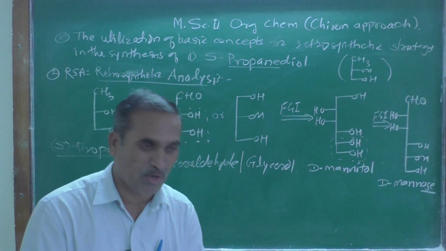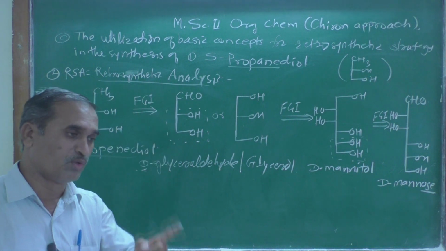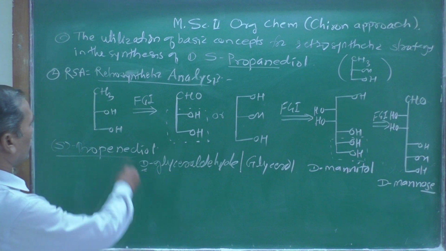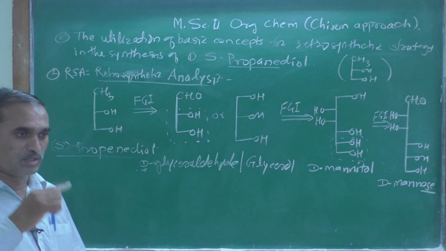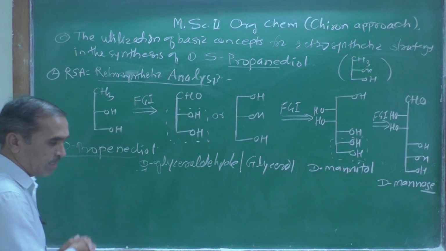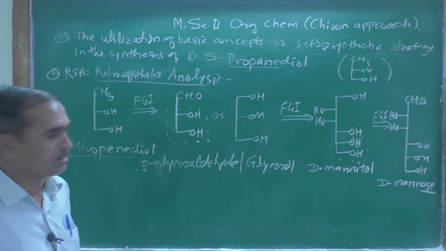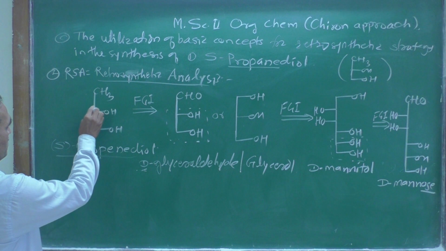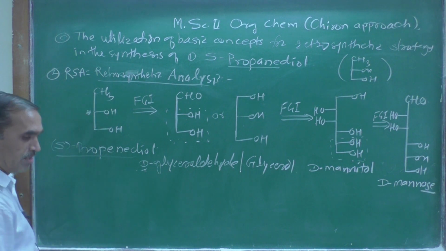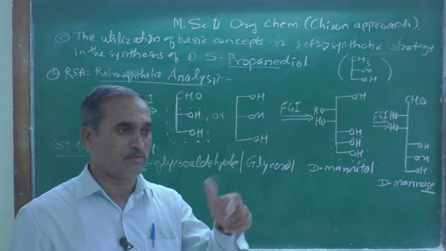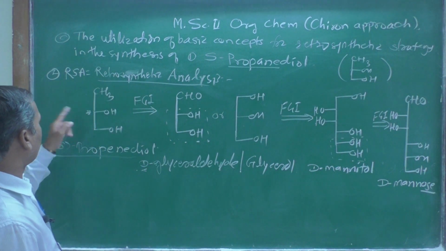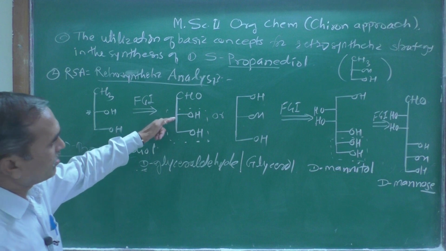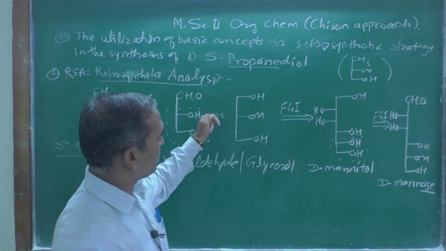Why it is S-propane diol, I already told you in my previous lecture, yesterday's lecture. This OH, so how many chiral carbon atoms are present in this case? There is only one chiral center present. A chiral center is always denoted by an asterisk or star. Here only one chiral center.